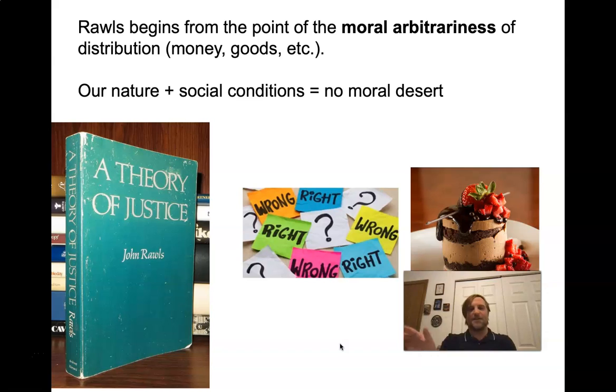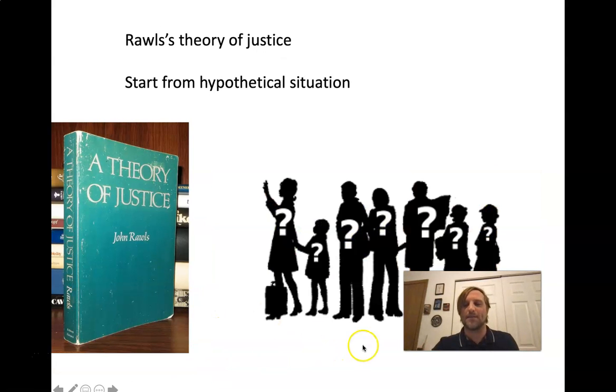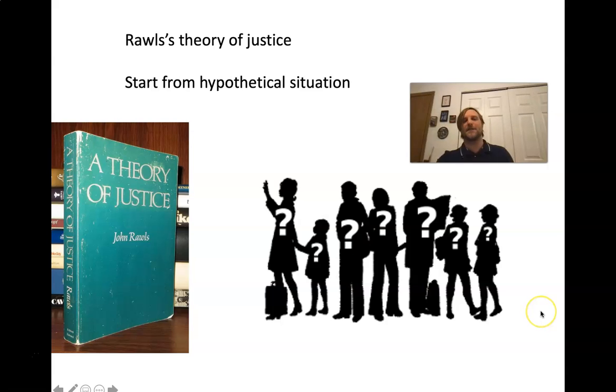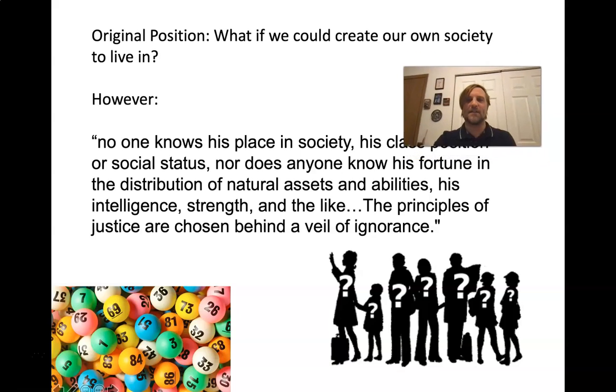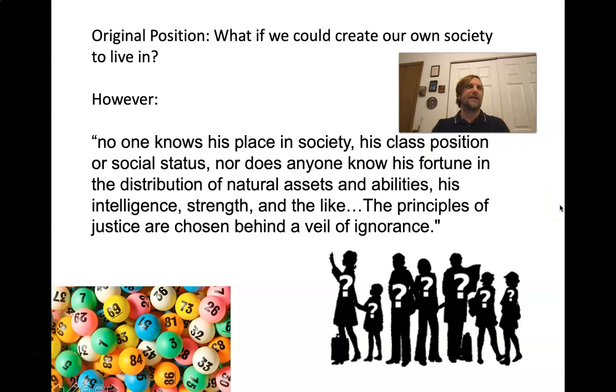He doesn't mean you shouldn't take any responsibility for your actions, but recognize it's not just your free will that gets you where you want to be. So he has this very interesting thought experiment. He wants us to start from a hypothetical situation. Say you are able to create a new society to live in. You're orbiting the planet Earth and you can make a new society down there. You would be living in this society, but there's one catch.